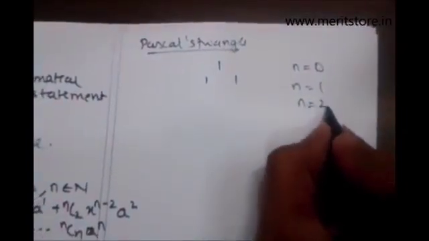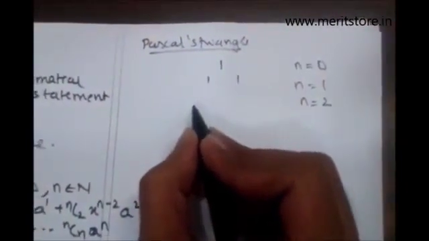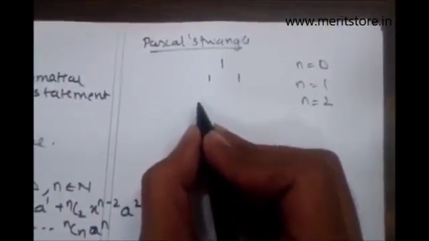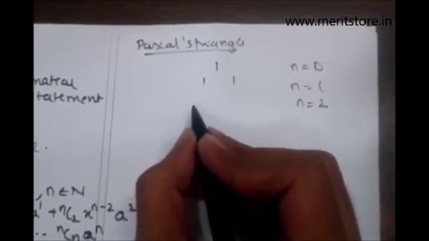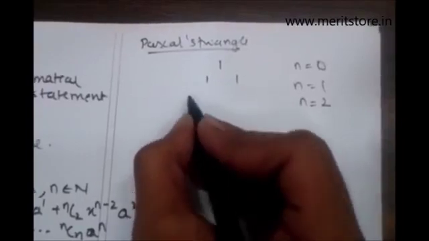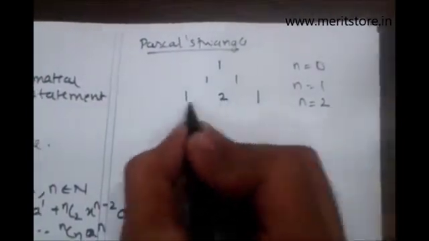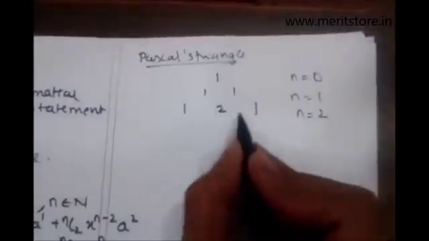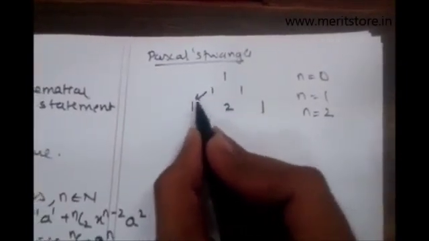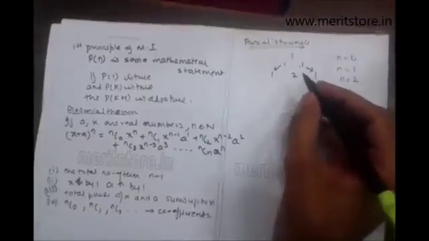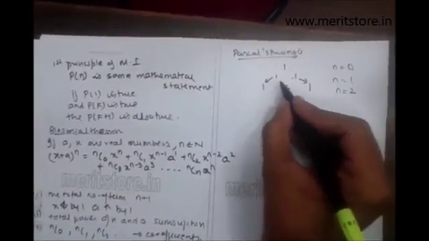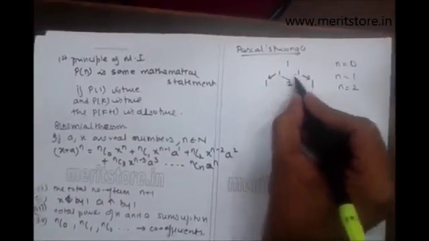Now for n as 2, it's basically x plus a the whole square. So if you know the formula of x plus a the whole square, that is x square plus 2ax plus a square, you'll see the coefficients are 1, 2 and 1. So how did I get this coefficient? Write the first number as it is towards the left, the second number as it is towards the right, and the sum of both the numbers is written in the center.